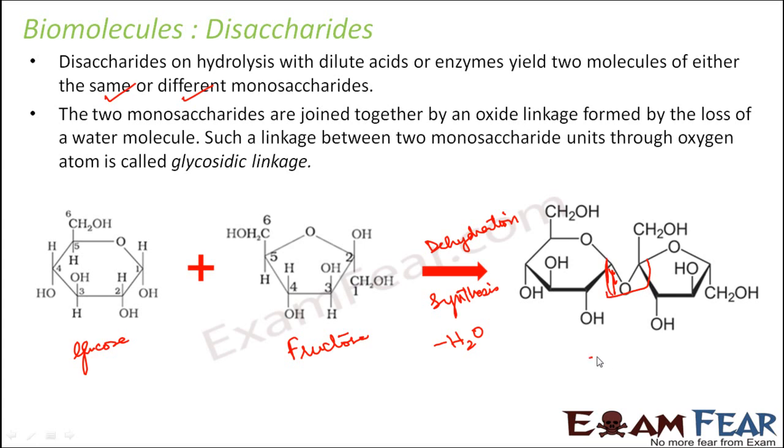That is C-O-C, a glycosidic linkage. So this linkage between 2 monosaccharide units, which occurs due to a loss of a water molecule to form a disaccharide, is known as a glycosidic linkage. Please remember this concept of glycosidic bond formation.